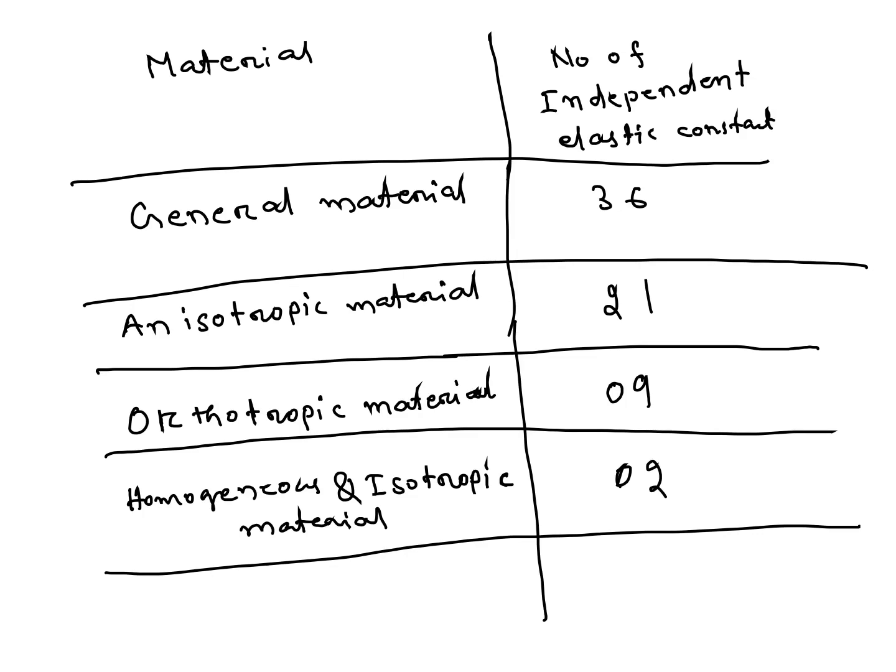This question, on homogeneous and isotropic material, was asked in GATE also. So all four are important. One more thing is important here: for orthotropic material, an example is wood. This is very important for public sector examinations and the IAS examination.